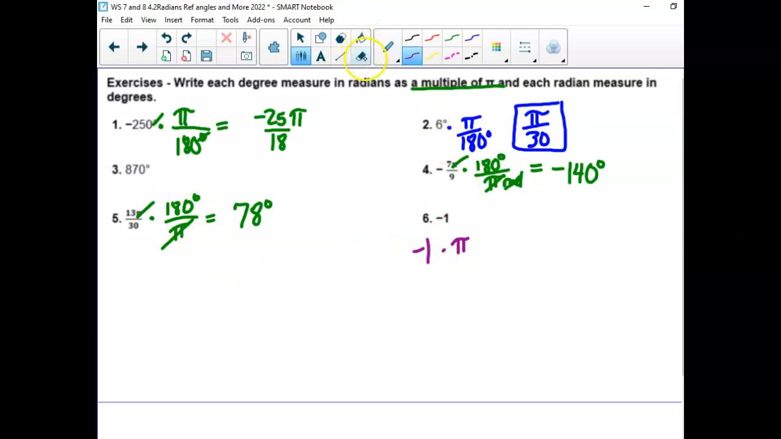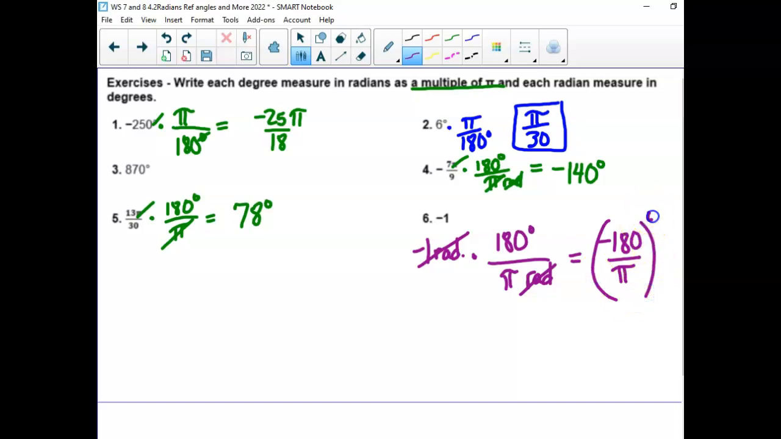This, oops, I already messed up. This is already in radians, even though it doesn't say so, there's no degrees, so it's in radians. So I need to get rid of radians, but there's no pi that's going to cancel. But still, I know pi radians is 180 degrees. So 1 radian cancels out with radians down here. I am left with a negative 180 over pi. And that is all in degrees.